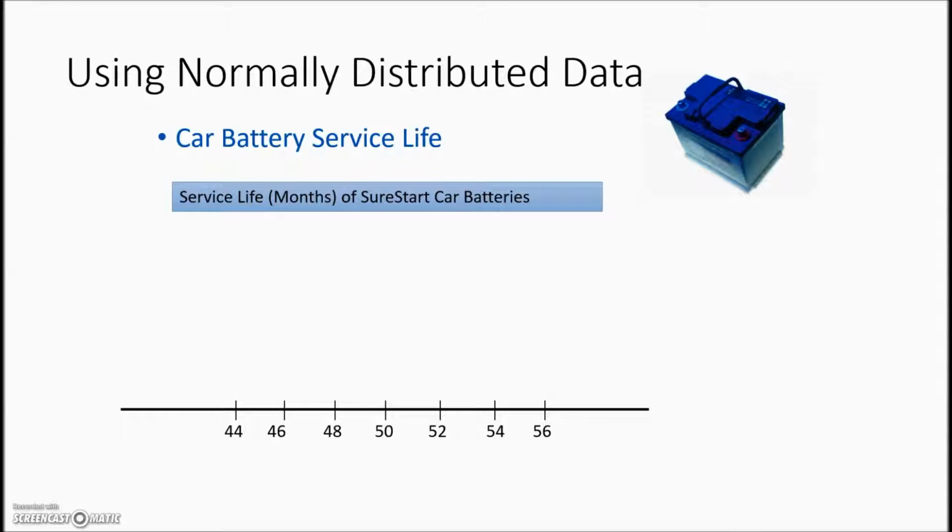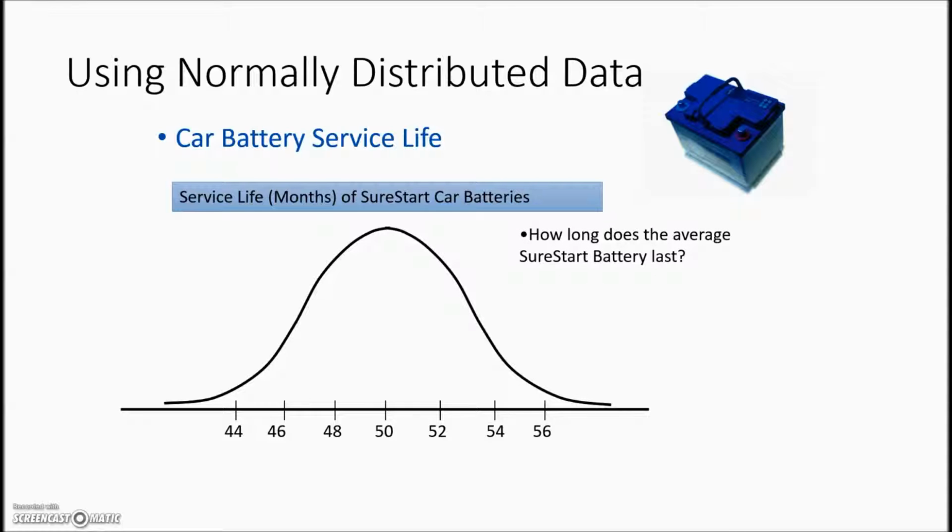Here's an example of car batteries. They did some testing, and it turns out that the battery life is normally distributed. They're asking us how long the average Sure Start battery lasts. Because of this bell-shaped curve, in the center we have the mean value, so our average is 50 months on average. That means 50% of these batteries will not last to 50 months, and likewise 50% of the batteries will last longer than 50 months.